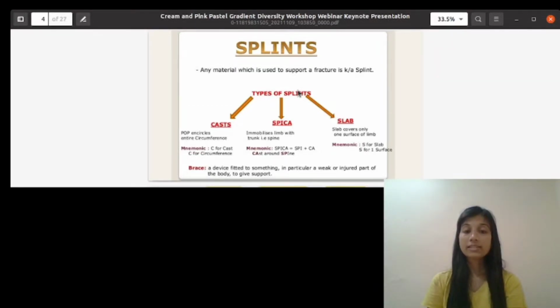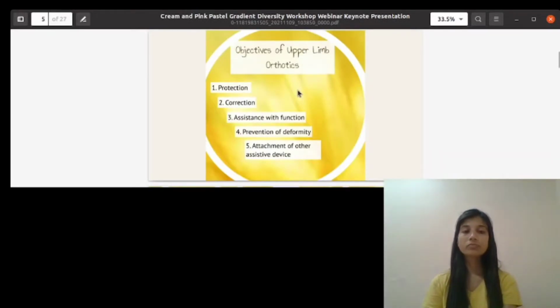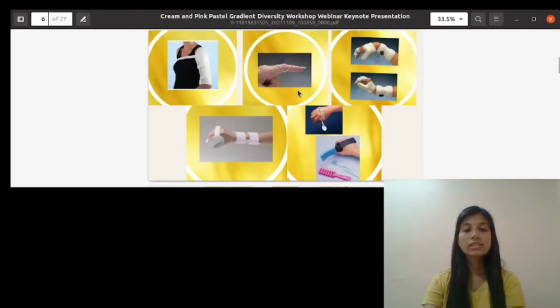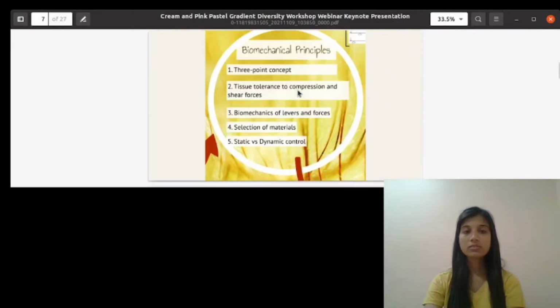Now, what are braces? A brace is a device fitted to something, in particular a weak or injured part of the body, to give support. Next, what are the objectives of upper limb orthotics? Protection, correction, assistance with function, prevention of deformity, and attachment of assistive devices. These are all pictures of upper limb orthoses.